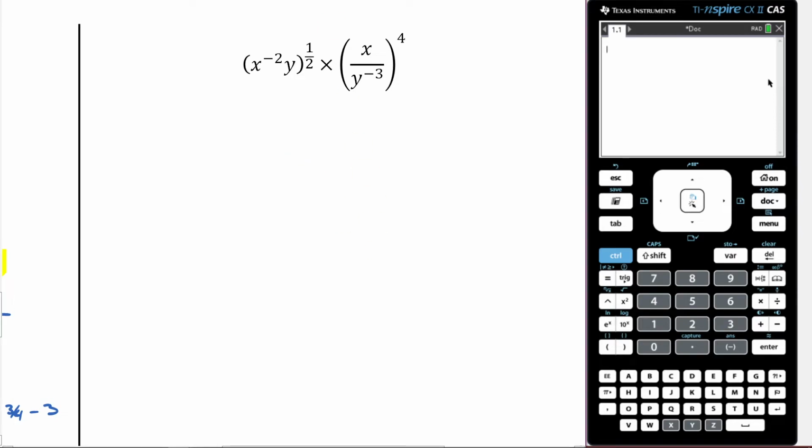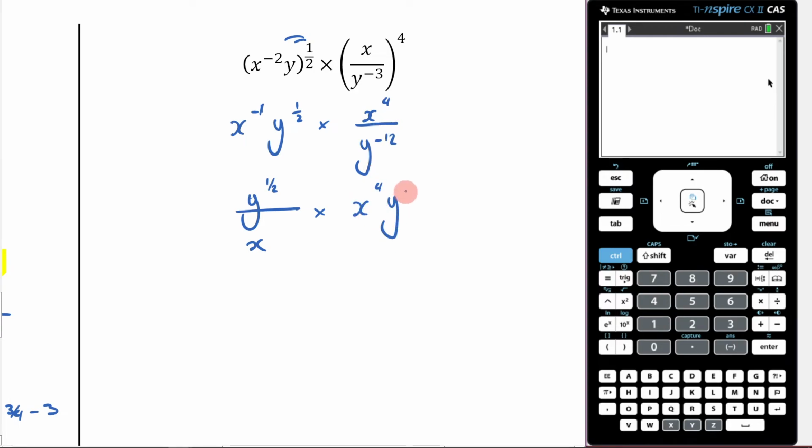All right. How are we going to do this? This is going to be, if I distribute that out, x negative y, negative 1, y a half times, then this is the same thing. I'll go x on 4 over y on negative 12. Then the next thing I would want to do is get rid of any negatives by taking the reciprocal of them. So this is going to be y a half over x once I bring it down. And then here, this is going to be x on 4. Then this will come up.